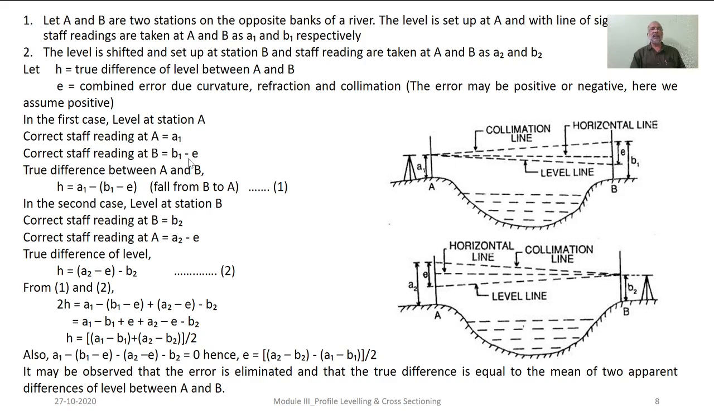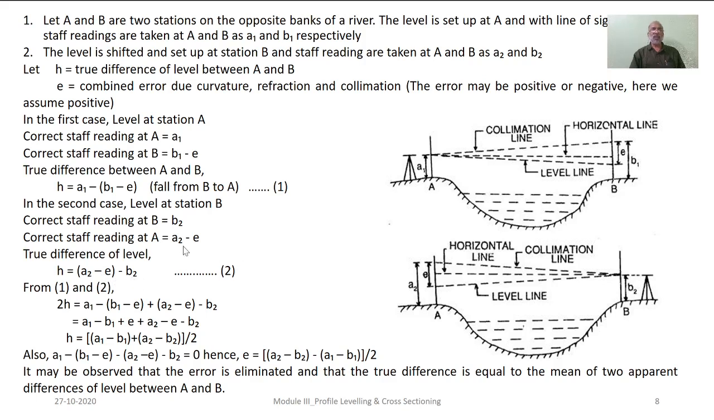So accordingly here, the true difference between A and B can be expressed as H is equal to A1 minus bracket B1 minus E. It indicates the fall from B to A. As we shift the equipment to station B, here again we'll be able to have the correct stop reading determined as A2 minus E. Hence, the true difference in elevation has to be H equals A2 minus E minus B2.